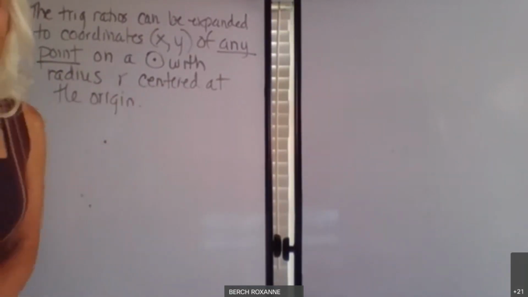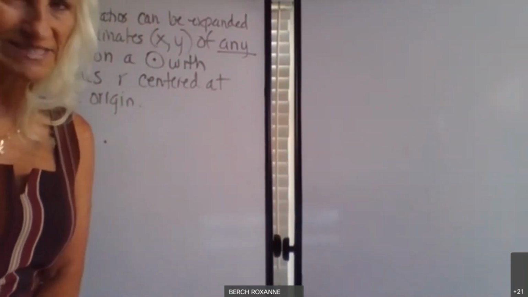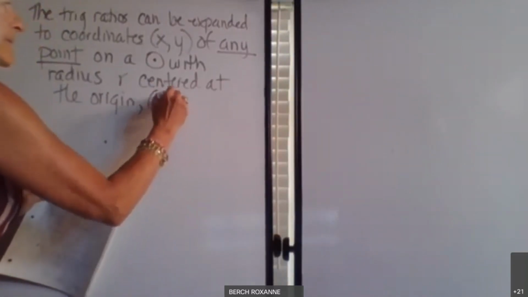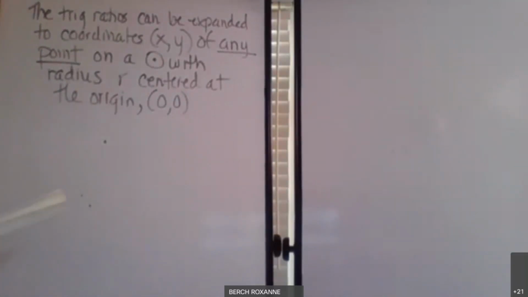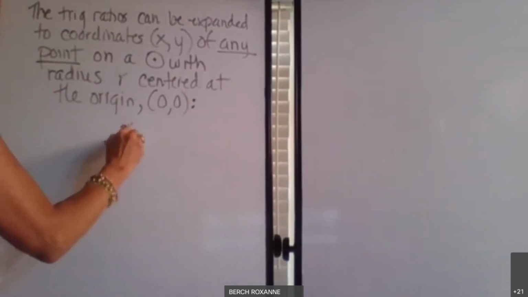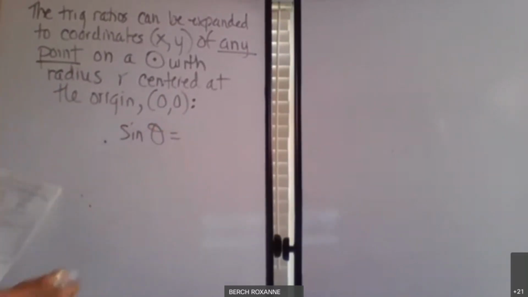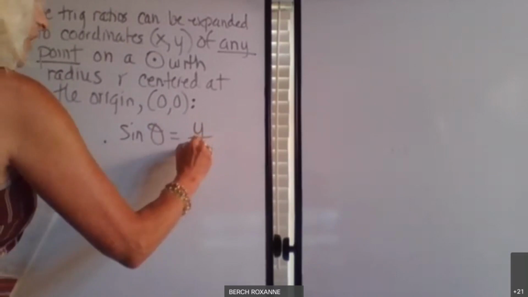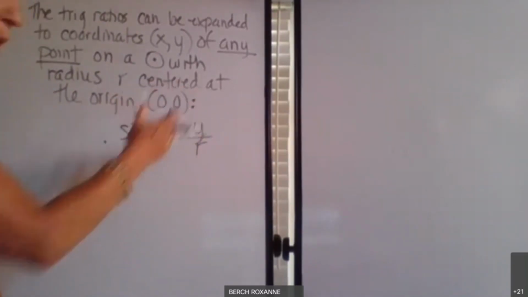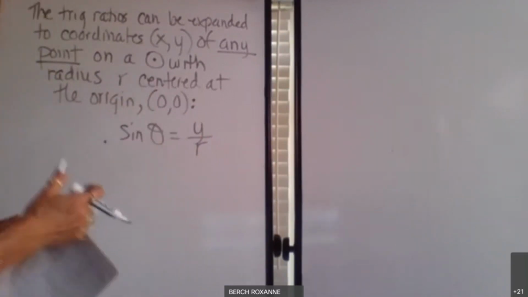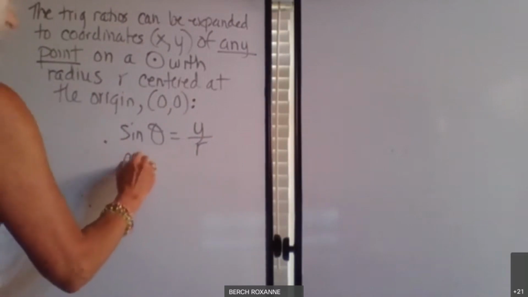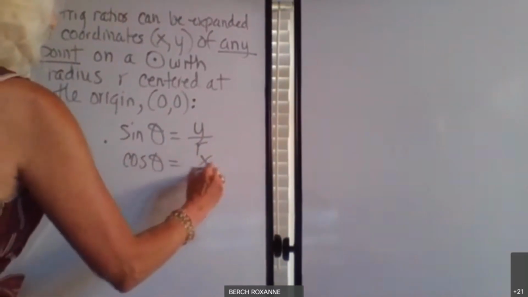Now, notice what this says. It can't be centered somewhere else. It's got to be centered at 0, 0. All right, and here's what they look like. The sine of theta now is equal to y over r. So we know that sine of the angle is y, but now to find it, we're going to say it's y over r. Cosine is x over r.